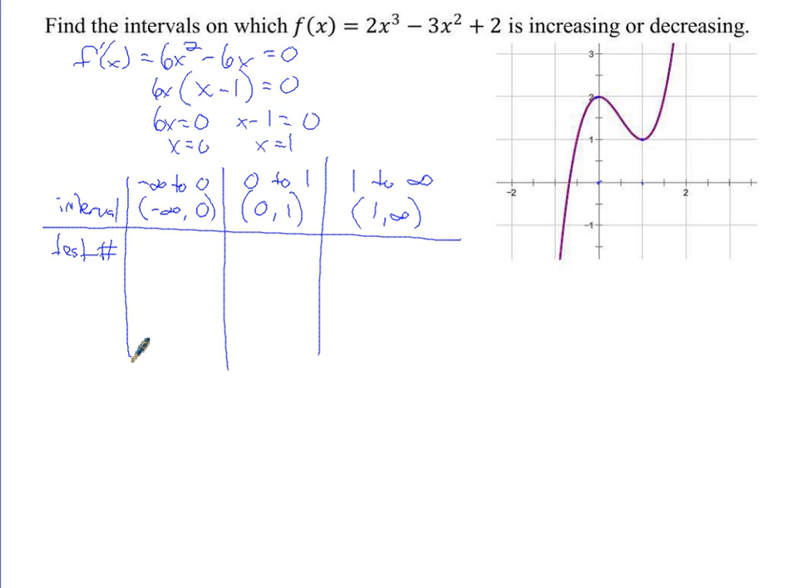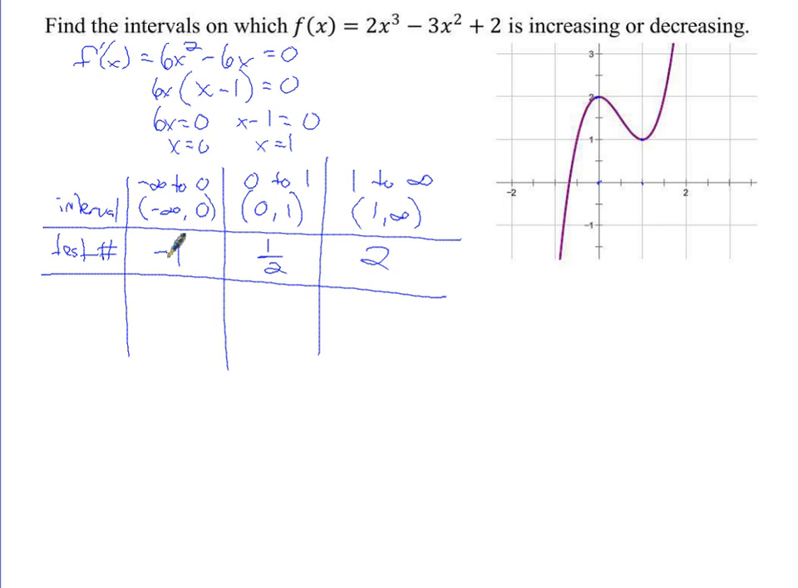The test number is going to be in the interval. So just pick a number that's easy within the interval, from negative infinity to 0. Negative 1, yeah, go with the easiest number you can think of in that interval. Now 0 to 1, a little tougher. So 1/2, use fractions. And then 1 to infinity, how about 2? Those numbers are going to give me a sign. I don't care about the value of the number that they give me. All I care about is the sign.